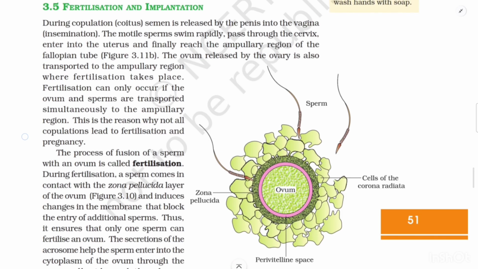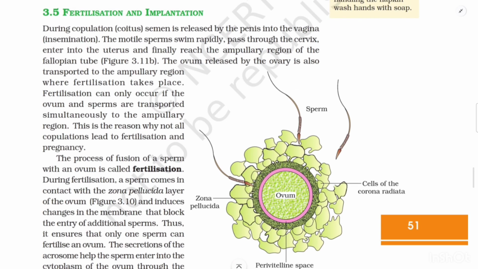3.5 Fertilization and implantation. During copulation, coitus, semen is released by the penis into the vagina, called insemination. The motile sperm swim rapidly, pass through the cervix, enter into the uterus, and finally reach the ampullary region of the fallopian tube. The ovum released by the ovary is also transported to the ampullary region where fertilization takes place. Fertilization can only occur if the ovum and sperms are transported simultaneously to the ampullary region. This is the reason why not all copulation leads to fertilization and pregnancy.